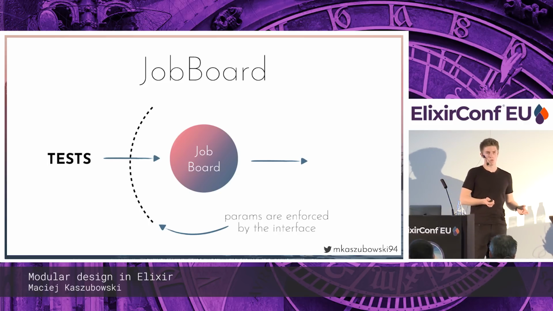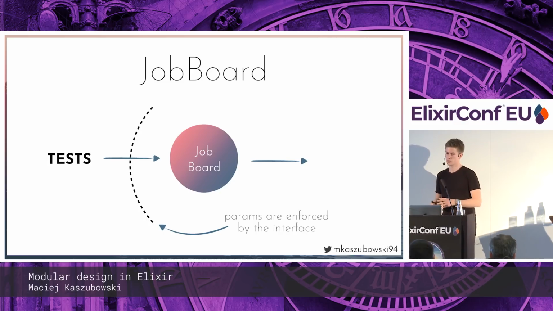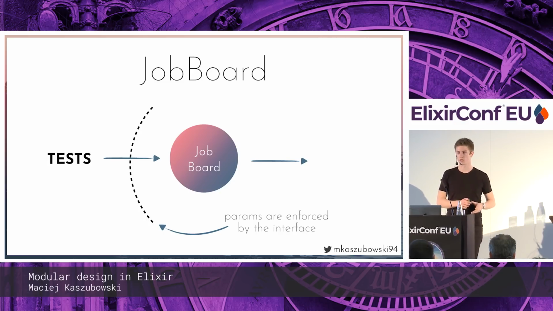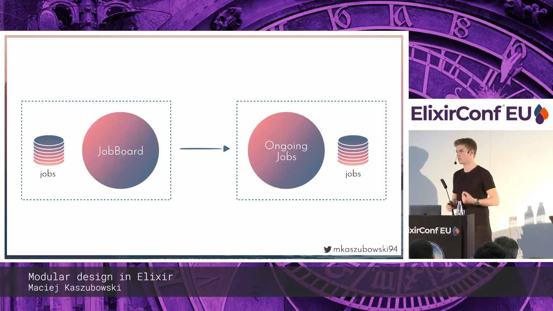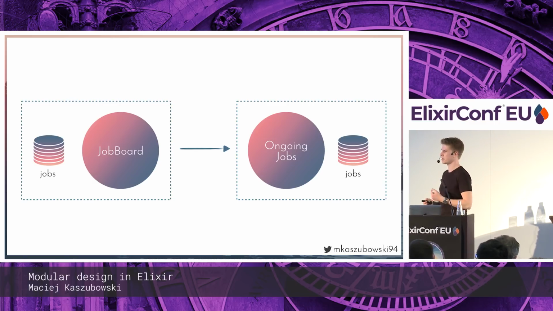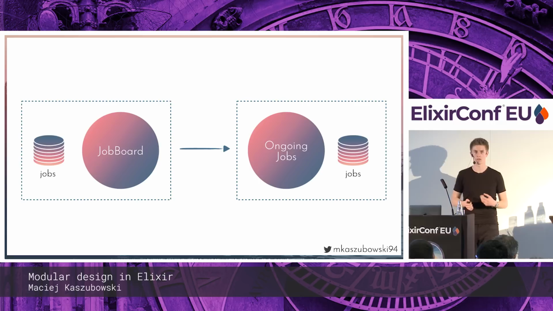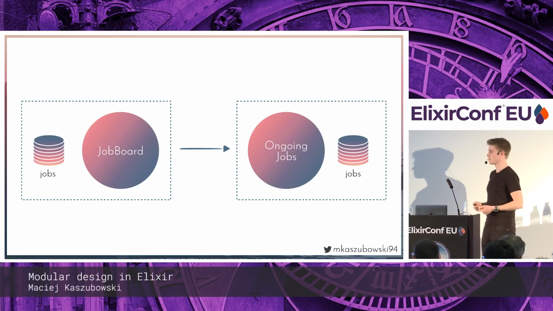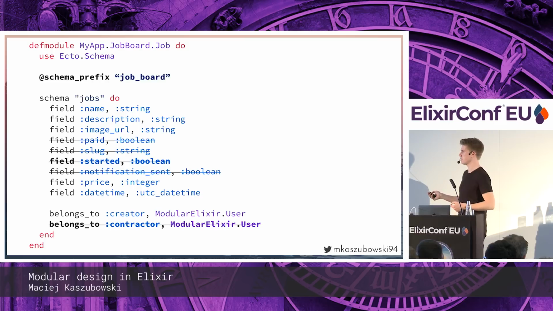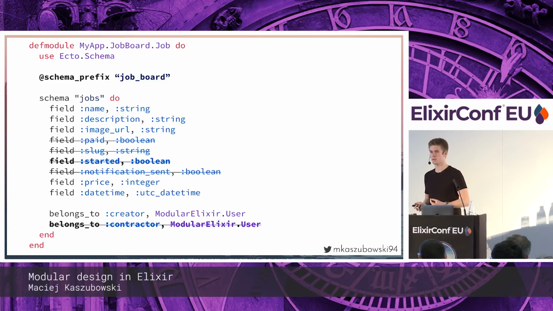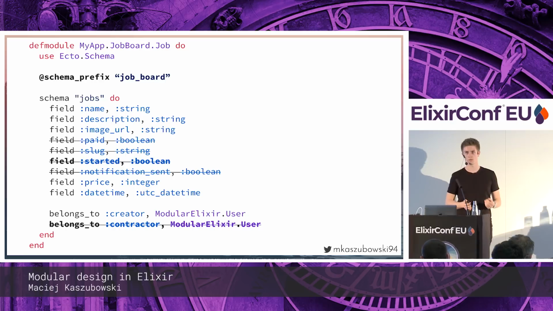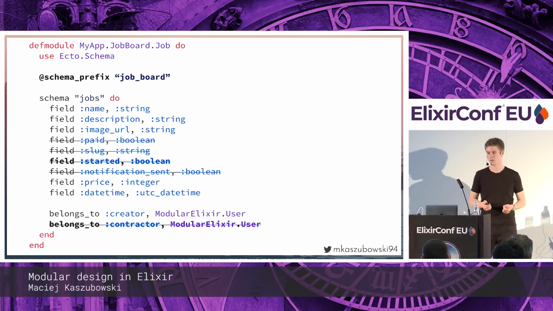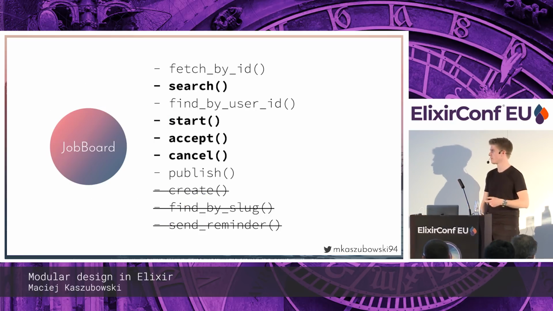And we can take one more step because the job board is now not responsible for publishing, but it's still responsible for managing both ongoing jobs and the jobs that are available to be taken by someone. So we can separate it once again and have another module, another database table, which stores only the information necessary in this context. And by doing so, we can simplify the job board even more because now we can remove the contractor ID. We can remove the field called started because we all know that all the jobs on the job board don't have the contractor, they are not started. So once again, we are able to simplify all of these functions.